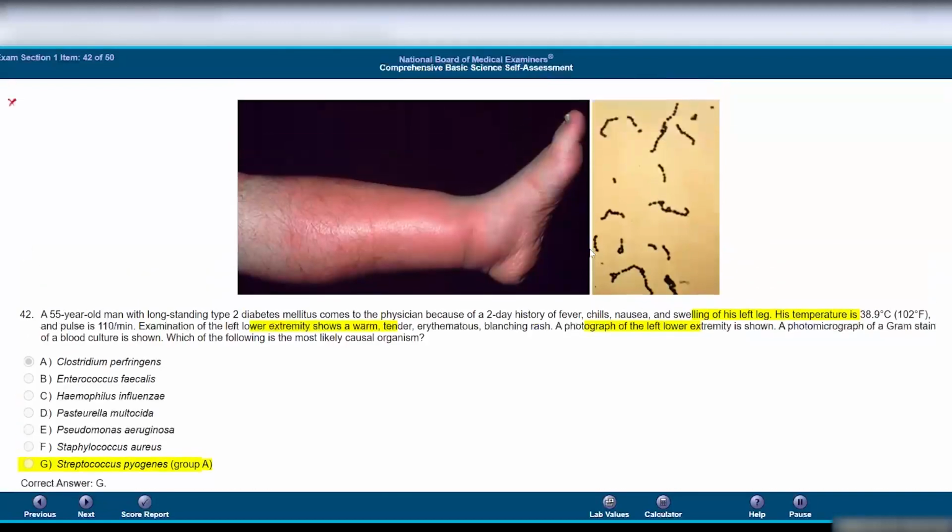And here, one of the main things is, most likely would be Staph aureus, but then you look here, it's in chains. So if it's in chains, not in clusters, then more likely strep instead of staph. Staph is going to be those in clusters.